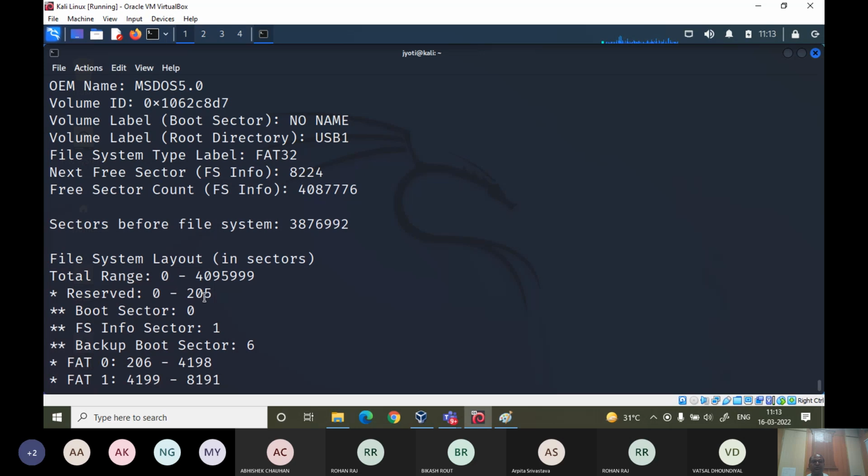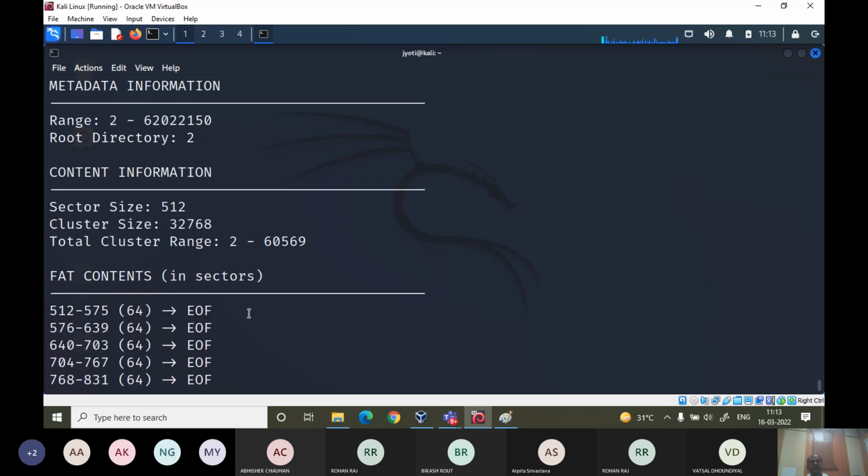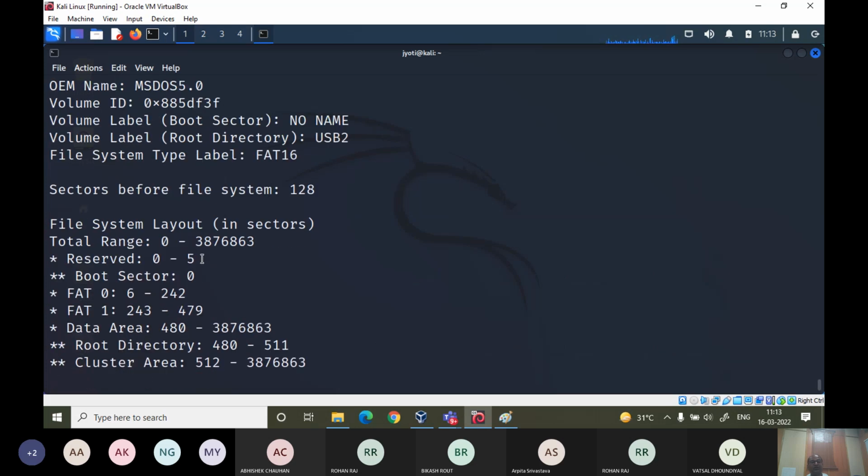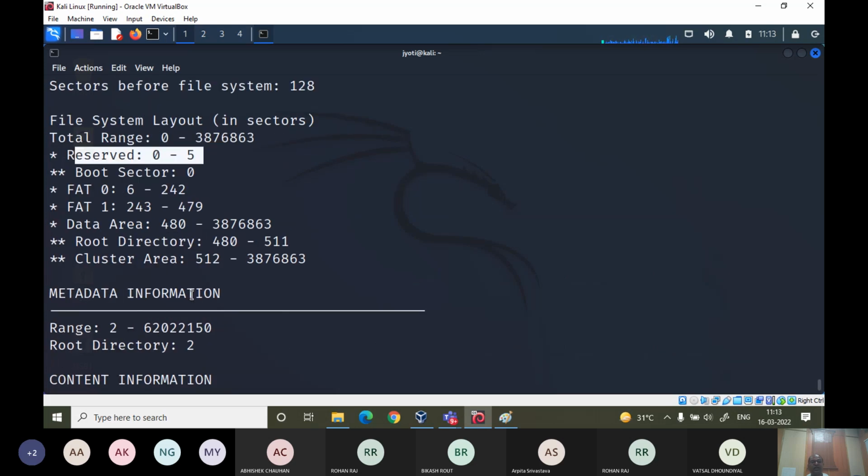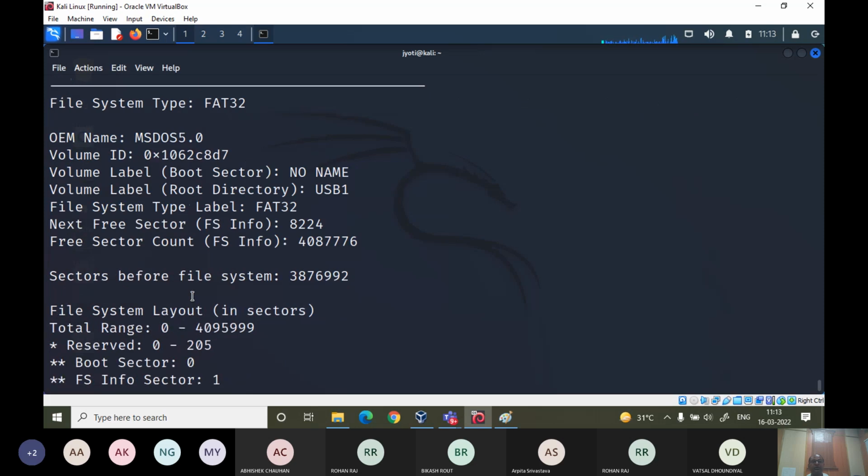Reserved is again 0 to 255. Now here the total number of reserved sectors are too many. Before, only 5 sectors were reserved. Here we have 204, 205 sectors. In fact 0 to 205 means 206 sectors are reserved. Again the boot sector is in 0th as before.